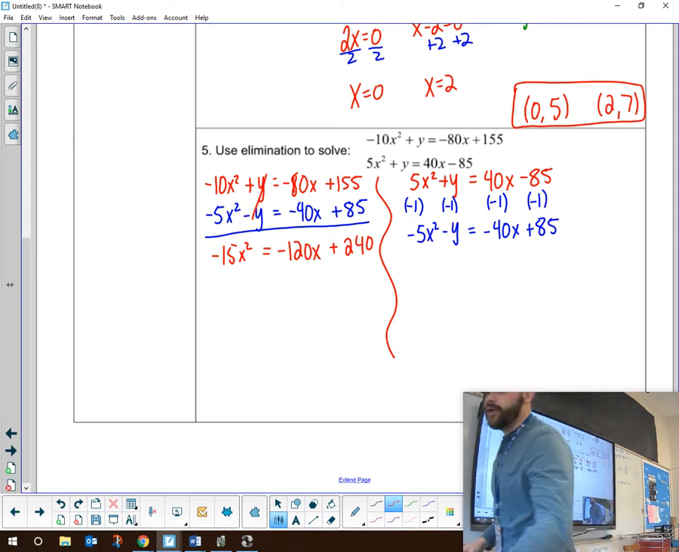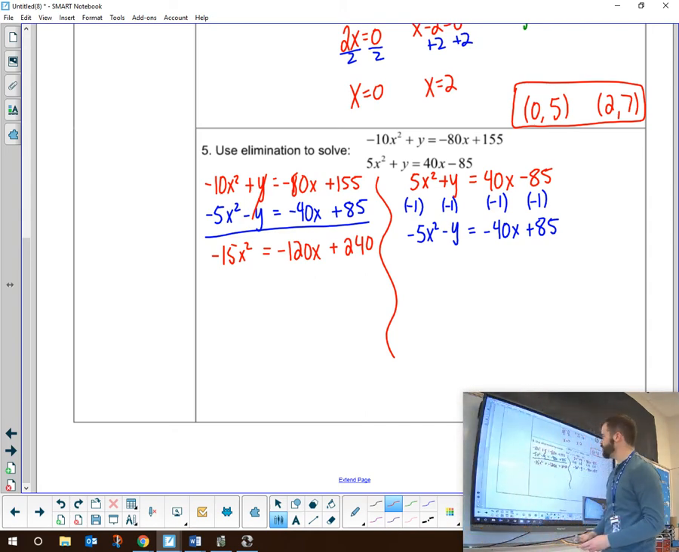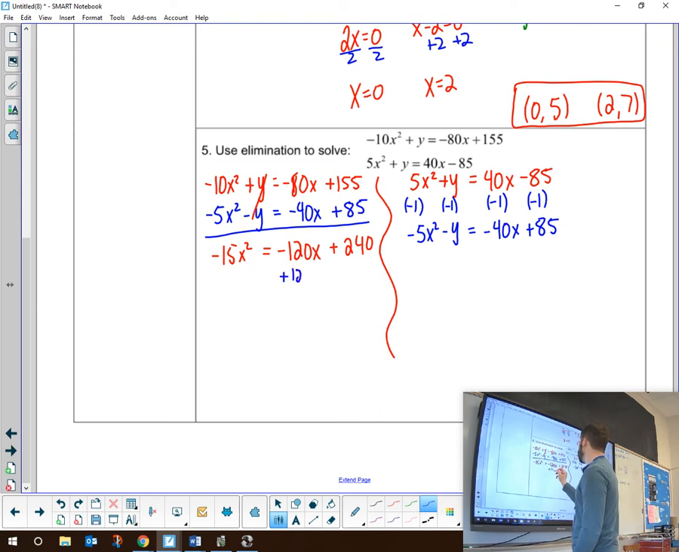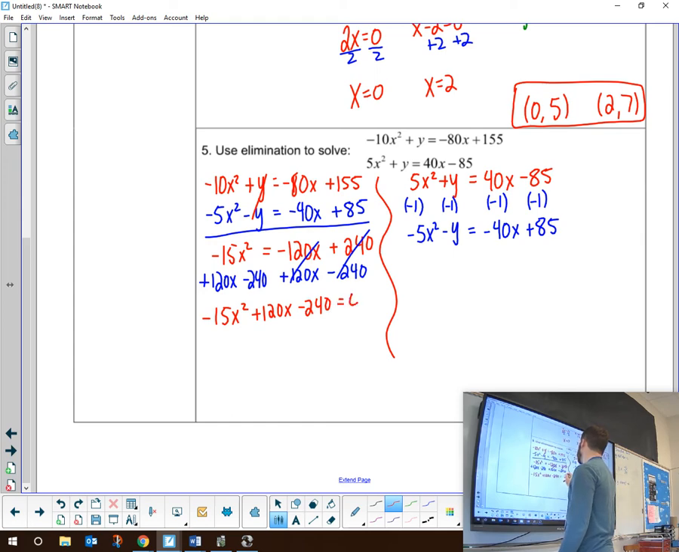Okay, so now here's what we need to do. We need to move everything to one side of my equation, right? So we're going to take this 120, this 240, we're going to move both of those over. So I'm going to go plus 120x minus 240 on both sides. Move it from this side, so we're going to have negative 15x squared plus 120x minus 240 equals 0.